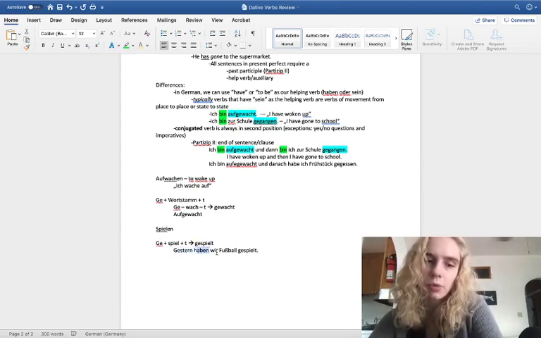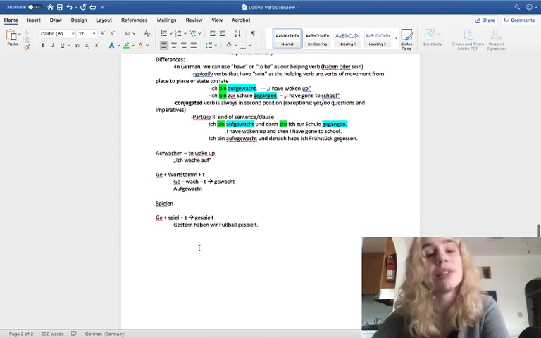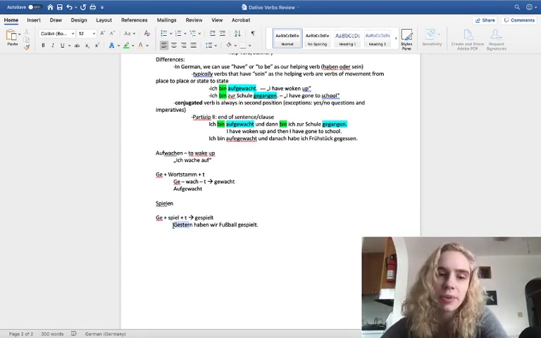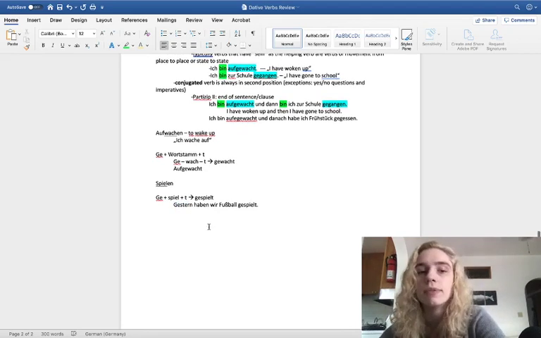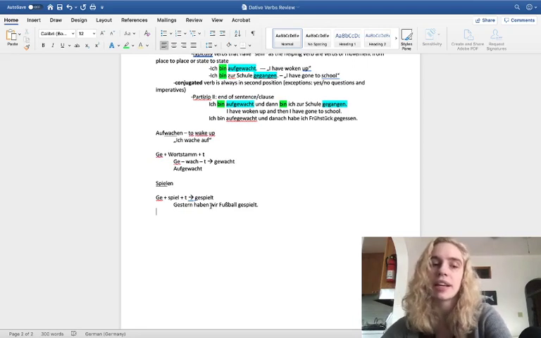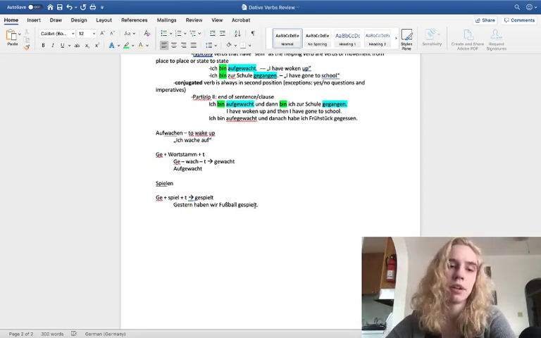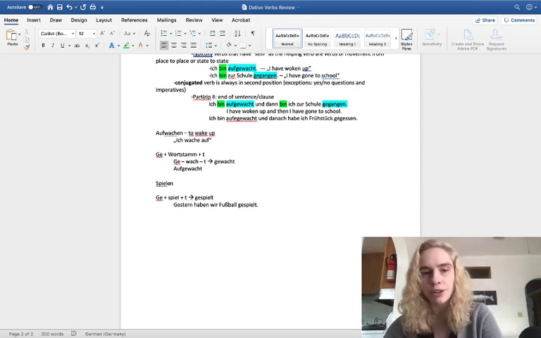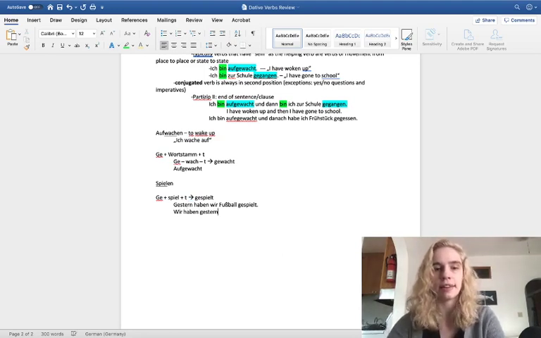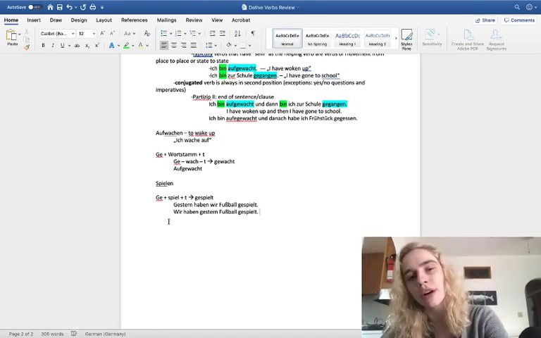We're going to invert our word order because our conjugated verb always comes in the second position, even if we're starting with a unit of time. Our subject is always going to come either immediately before or immediately after the conjugated verb. So gestern haben wir Fußball gespielt oder wir haben gestern Fußball gespielt. And these are both correct.